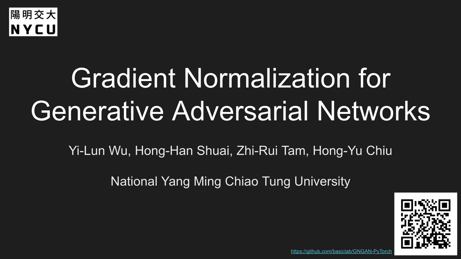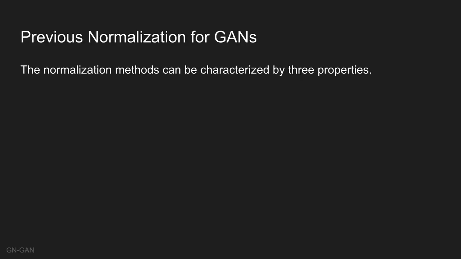Today I'm going to talk about gradient normalization for generative adversarial networks. In previous works, the normalization for GANs mainly focused on gradient regularization or applying Lipschitz constraint on discriminator. These kinds of methods can be characterized by three properties.